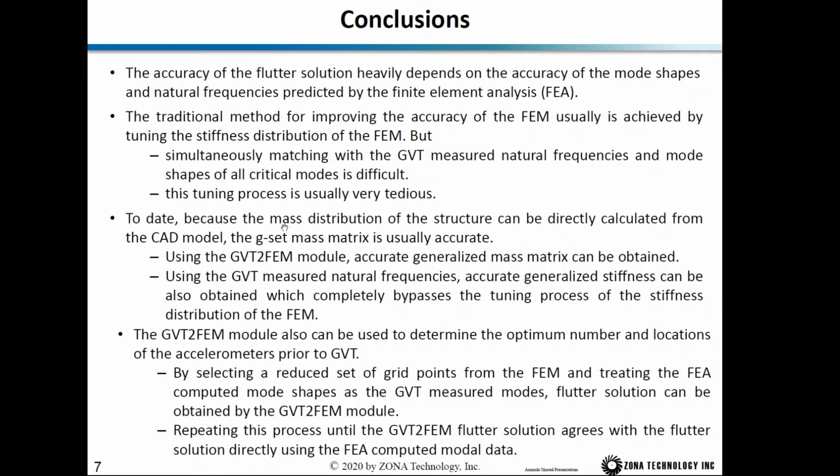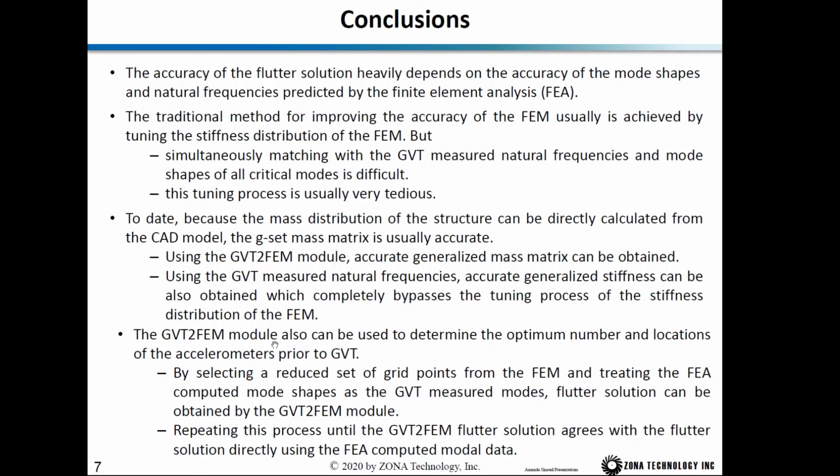Today, because the mass distribution of the structure can be directly calculated from the CAD model, the GSAT mass matrix is usually accurate. So using the GVT to FEM module, an accurate generalized mass matrix can be obtained. Using the GVT measured natural frequencies, an accurate generalized stiffness can be obtained, which completely bypasses the tuning process of the stiffness distribution of the finite element model.